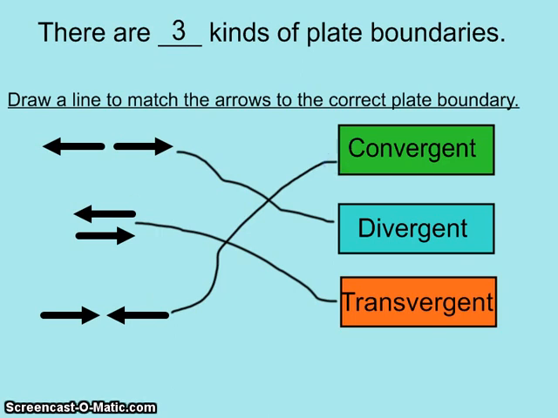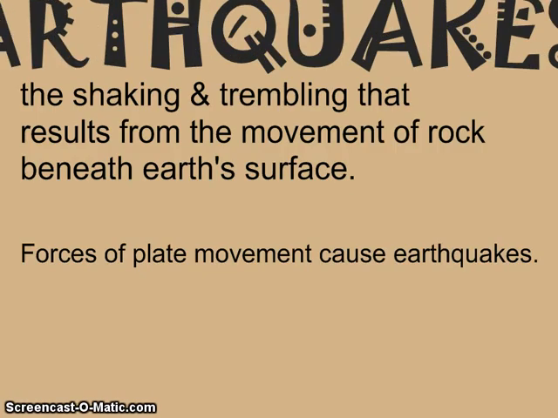Let's talk about this convergent, the idea of two plates coming together, or transvergent, two plates sliding past each other. When this happens, we can have earthquakes. I want you on your note-taking sheet to define earthquakes now. Earthquakes are a shaking or trembling that result from movement in the rock. Why does this happen? It's due to movement of our plates.